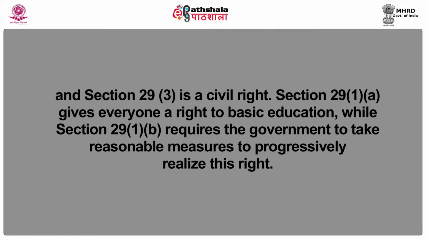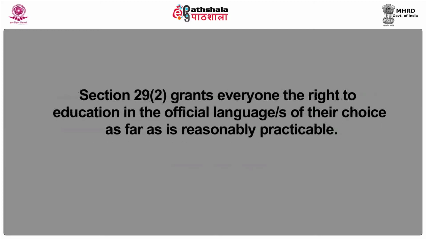Section 29 subclause 1A gives everyone the right to basic education, while subclause B requires the government to take reasonable measures to progressively realize this right. Section 29 subclause 2 grants everyone the right to education in the official language of their choice as far as is reasonably practicable. In fulfilling this provision, the state must be guided by principles of equity, practicality, and the need to redress past racially discriminatory laws and policies.